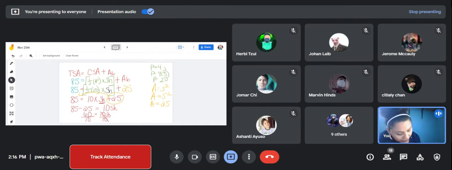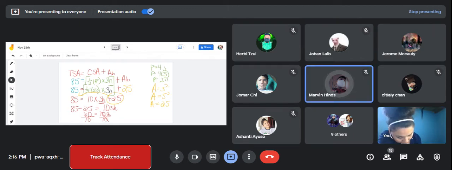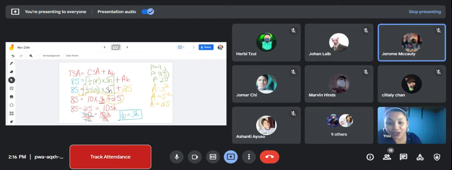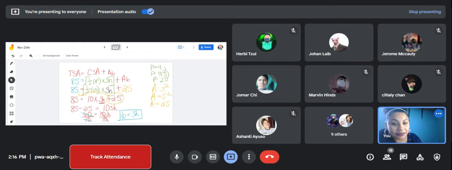What is 60 divided by 10? 6, miss. 6. So this cancels and this cancels, and 6 is equal to the slant height. Did everybody get that? Yes, miss.